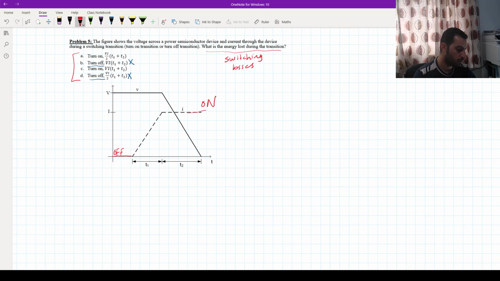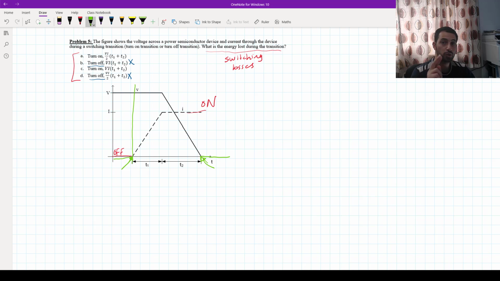According to the waveform, before T1, which is this duration here, the current was off, and that means no energy has happened. And after T2, the voltage is off, and the multiplication with the current means the energy is 0, okay. So the energy consumption or losses happen between this point and that point, okay.